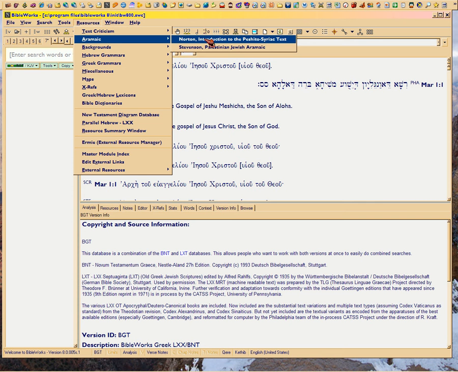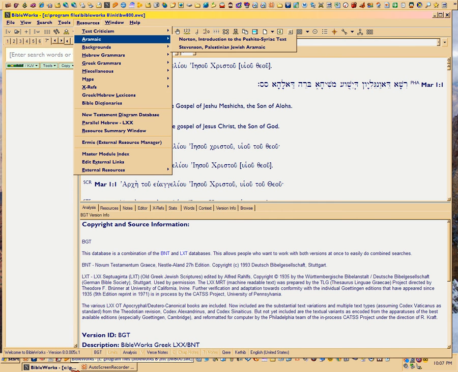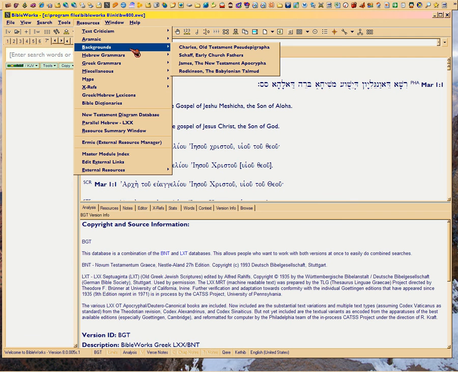But hey, then this is a grammar by Stevenson that I had to buy. I forget what I paid for it, but I said what that was in an earlier video. This is a grammar of Palestinian Jewish Aramaic, which you can buy. And then this stuff is all bundled with BibleWorks. This guy's Old Testament pseudepigrapha translation and commentary.